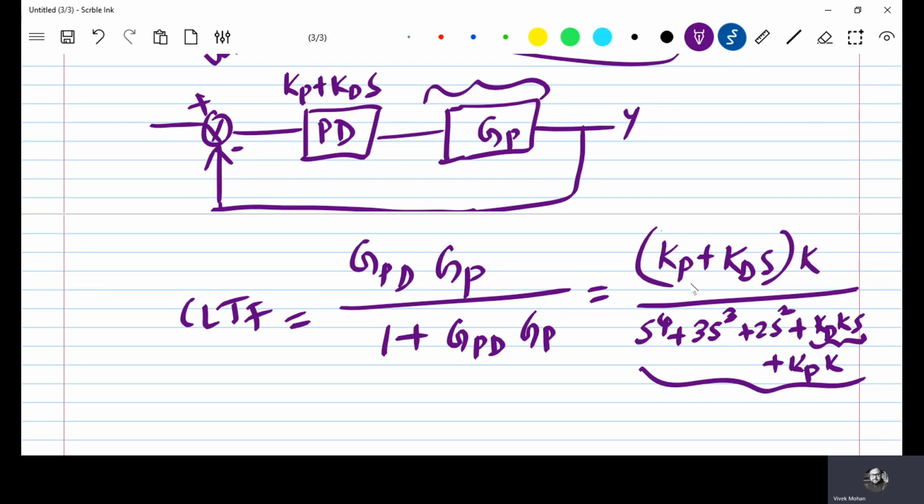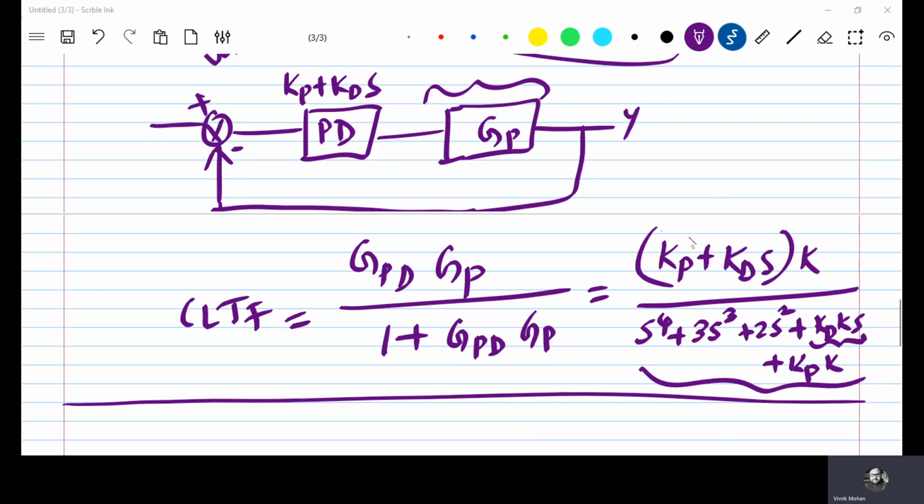So that's it. Our inference is for higher order systems. This is a higher order system. For higher order systems, a PD controller can be a solution for system stability, or rather, a PD controller can be used to get the desired performance for the system. So that's all with this lecture. Thank you.